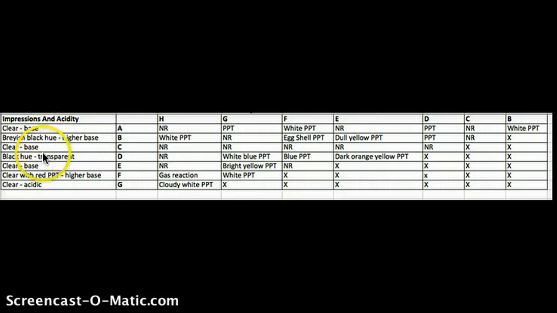On this far left column, I have my initial impressions, so basically what it looked like to me, as well as the acidity when I tested the solution with pH paper. Here on the vertical axes, I have A through G, and then here on the horizontal axes, we have H through B. When I combined unknown A and H, there was no reaction. That's why there is an NR. PPT stands for precipitant, and this X means it was not tested.